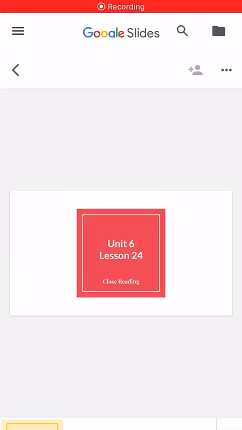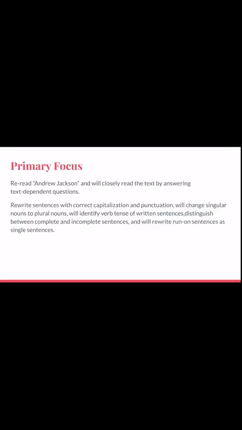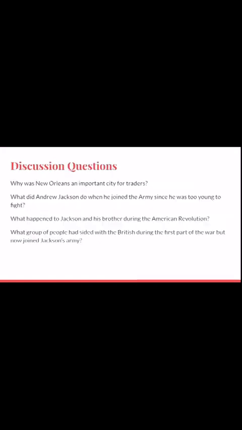Hi boys and girls, today for Unit 6, Lesson 24, we are going to be rereading Andrew Jackson, and you will be answering text-dependent questions. You will be rewriting sentences with correct capitalization and punctuation. You'll be changing singular nouns to plural nouns and identifying verb tense of written sentences. You will be distinguishing between complete and incomplete sentences, and you will rewrite run-on sentences as single sentences. That sounds like a lot, but it's a lot of review, okay? Getting you ready for that unit assessment at the end of the unit.